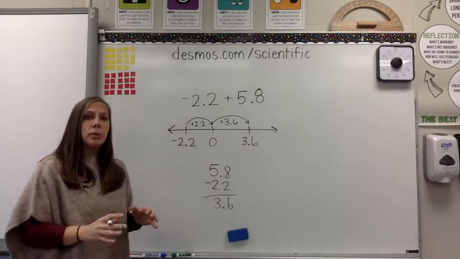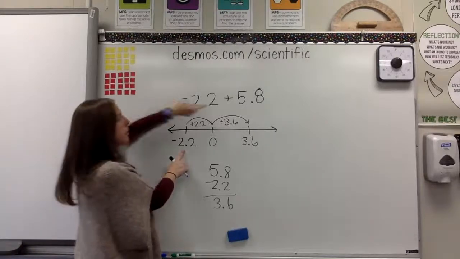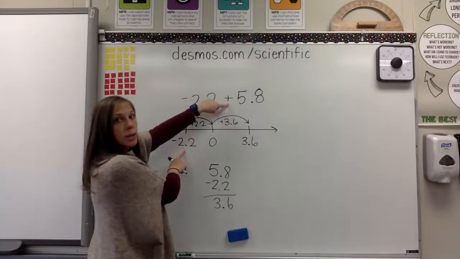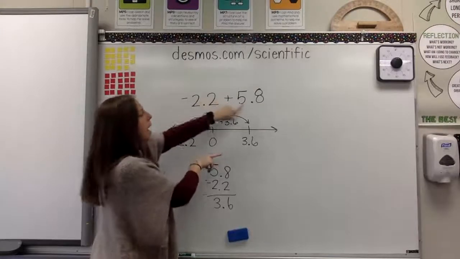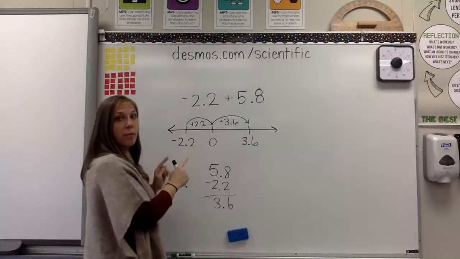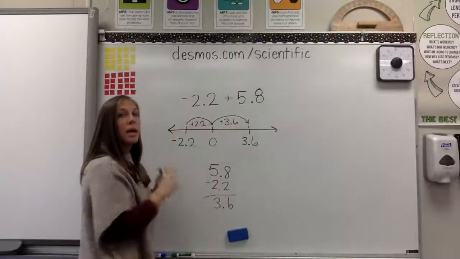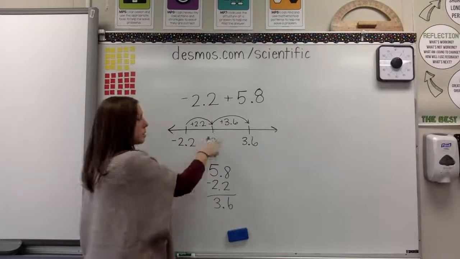So just like we've been doing with our number lines, this tells us where we start over here at negative 2.2. The sign tells us which direction we move, so we're moving to the right. And then this tells us how far we go. We're moving a total distance of 5.8. So when we start here, this total that we've gone is 5.8. We just broke it into two pieces so we could stop at 0.